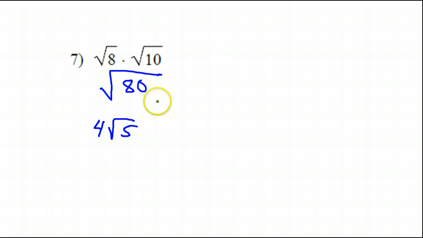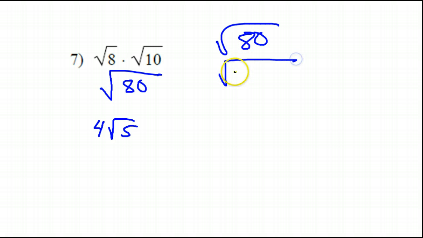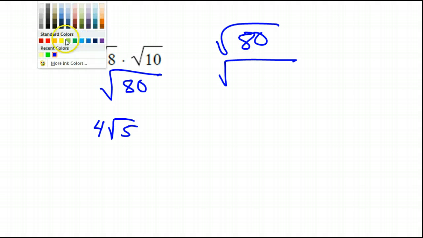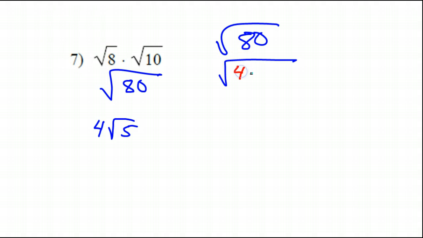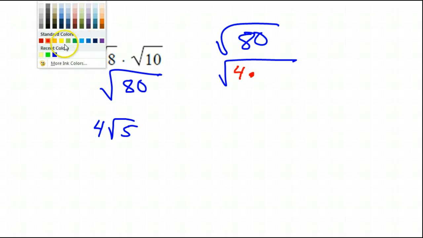Now, if I was going to do this without the calculator, I might have done it like this. Square root of 80. At first glance, I can immediately see that 4 goes into 80. So I might have thought to myself, okay, this is 4 times 20. Let me make this in red.